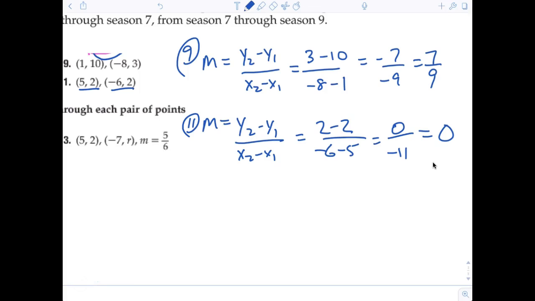Is everybody hearing me? Which means it's what type of line? Horizontal. If 0 is in the denominator, it's undefined. Hear me out. You can't divide by 0. All right, you cannot divide by 0. So if my answer was 7 over 0, it would be undefined, and we say it's a vertical line. If the slope is 0, it's a horizontal line.